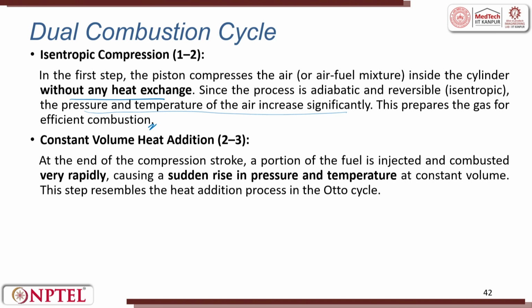When we go to 2 to 3, it is a constant volume heat addition. At the end of the compression stroke, a portion of the fuel is injected and combustion happens very rapidly, causing a sudden rise in pressure and temperature. So, after heat is given, pressure and temperature increase at a constant volume. This step resembles the heat addition in the Otto cycle.